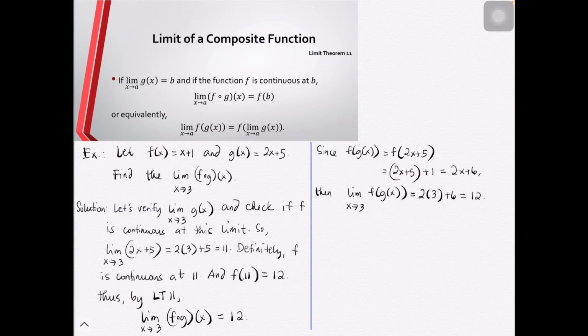So to picture this out, let's have this example. Say we have f of x to be x plus 1 and g of x to be 2x plus 5. Now, say we are to find the limit of the composite function f of g of x as x approaches 3. Careful, because limit theorem 11 or limit of a composite function here would be applicable if the hypothesis here will be satisfied. That is, we have to verify first the limit of g of x as x approaches 3, whatever that answer is, f should be continuous at that b. So in here, f should be continuous at that limit.